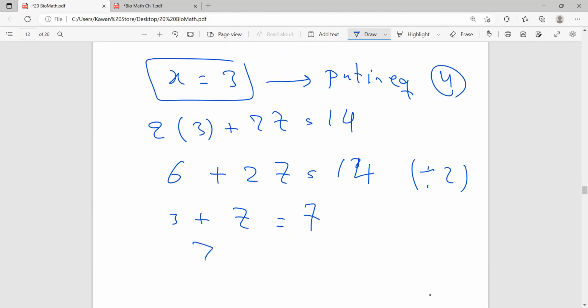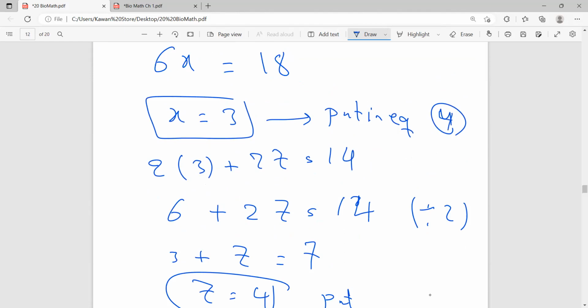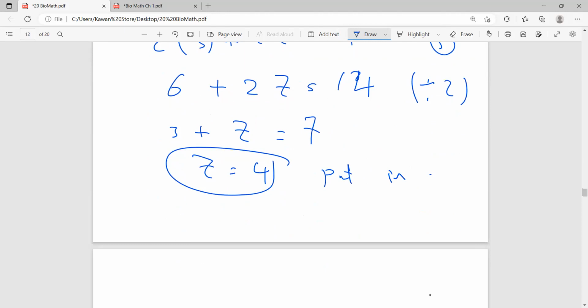So x, z will be what? 4. Now I have x and z. So put in where? You can say 1, 2, 3, up to you. Here you can say 4 and 5. You can put in equation 1 or 2 or 3, whatever you like.